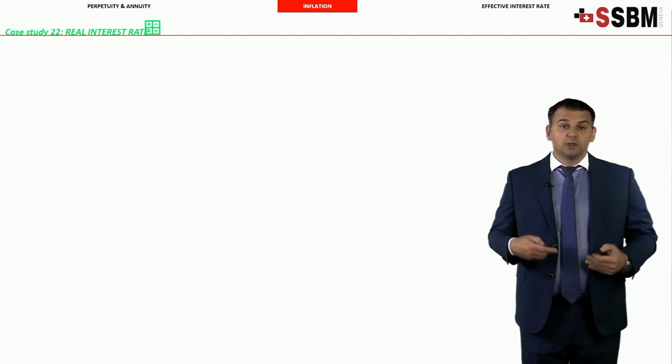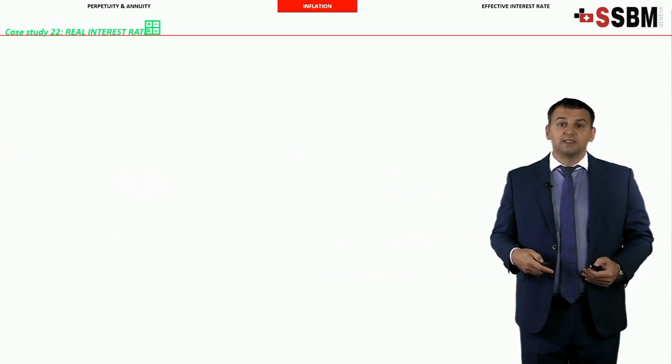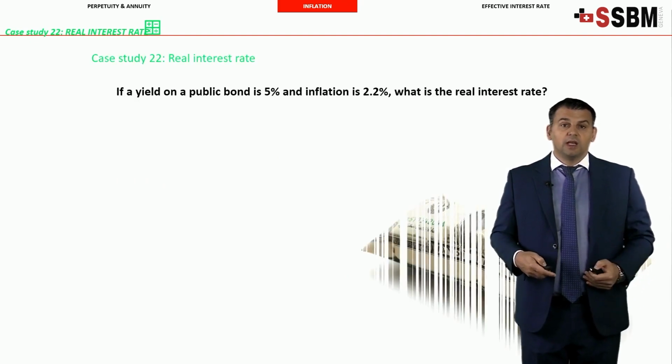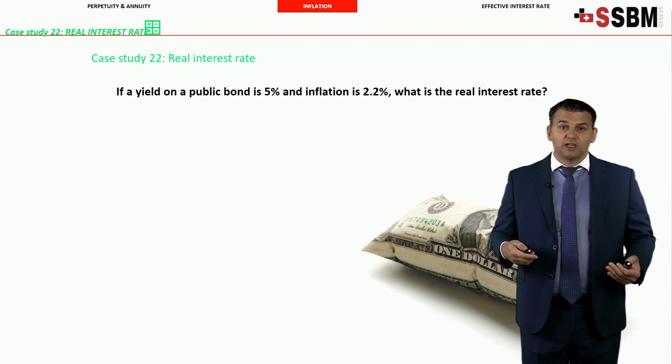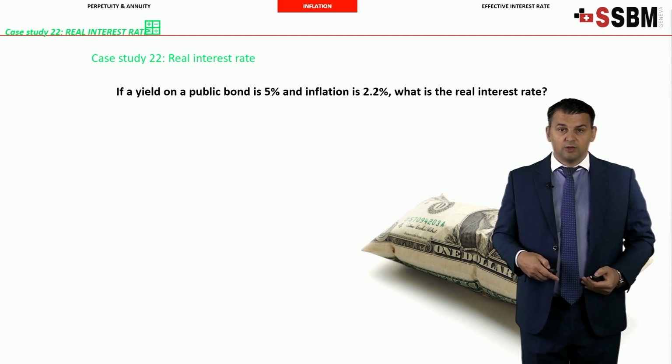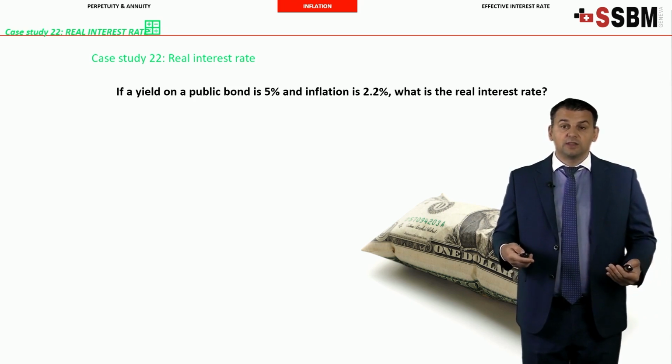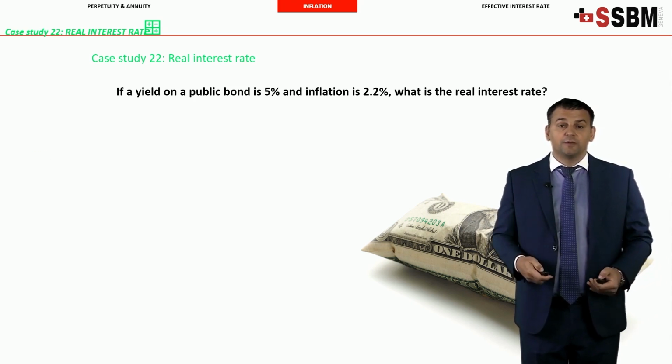To demonstrate the way it works in practice, let's take an example with a financial instrument like bonds. In case study 22, we shall calculate the real interest rate. Imagine that the yield on a public bond is 5%, okay, interest rate, and inflation is 2.2%. What is then the real interest rate? It means without the impact of inflation.